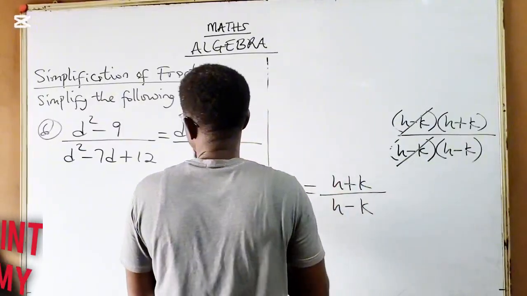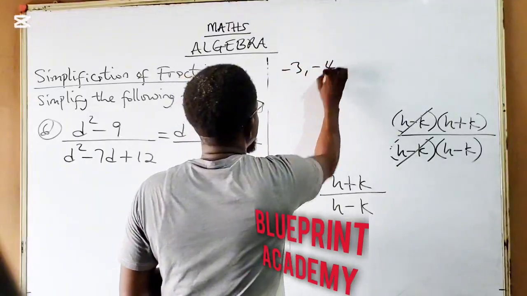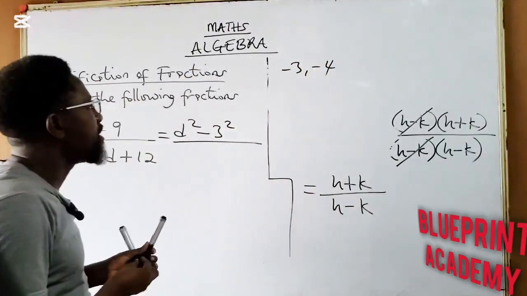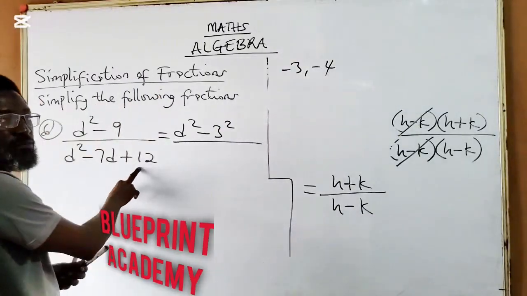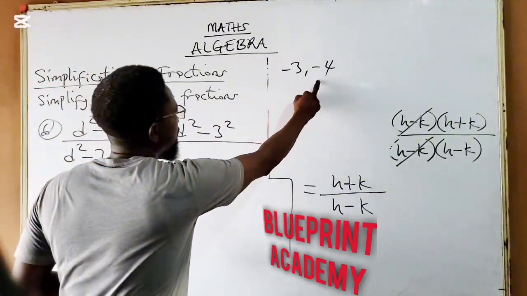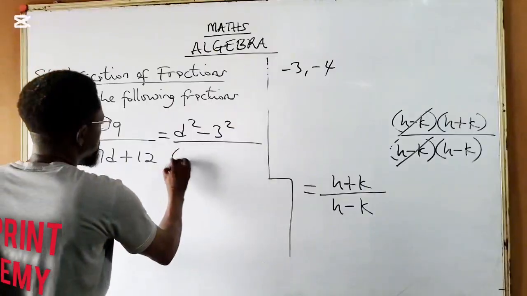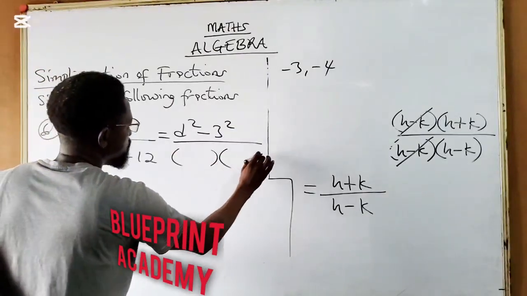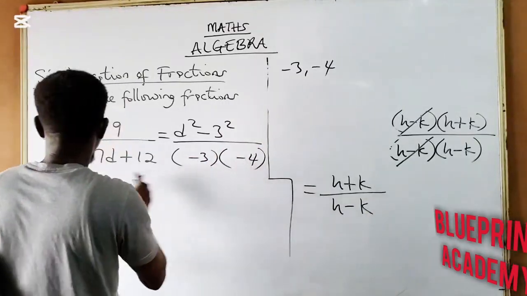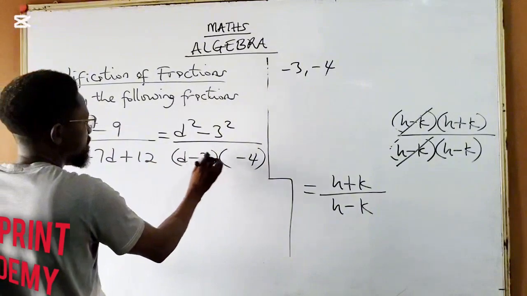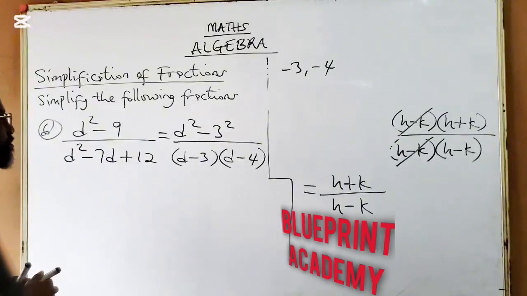Two numbers you can use are minus 3 and minus 4. Minus 3 times minus 4 gives us plus 12, and minus 3 plus minus 4 gives us minus 7. So like we did previously, open two brackets, write a minus 3, then a minus 4, then bring your d and put another d here. You have factorized the denominator.